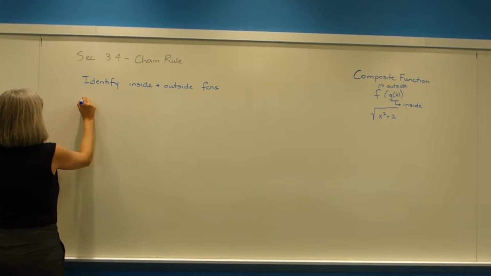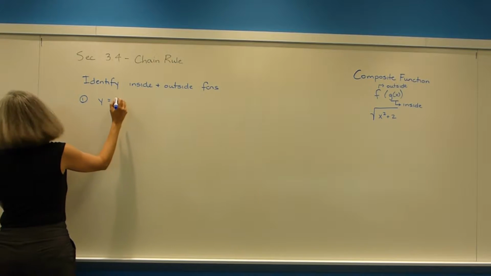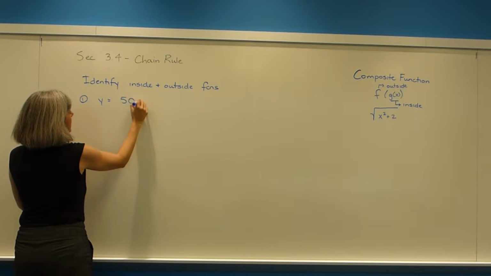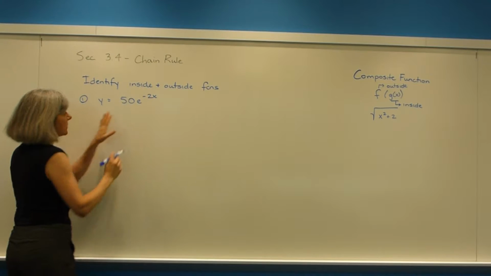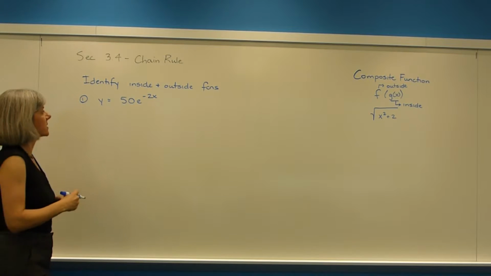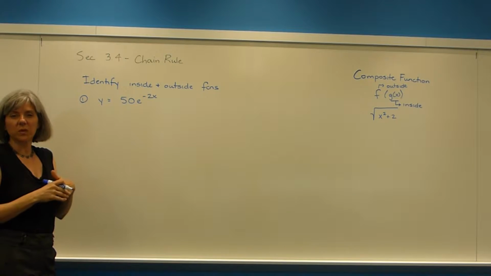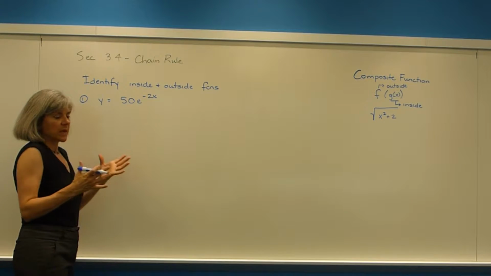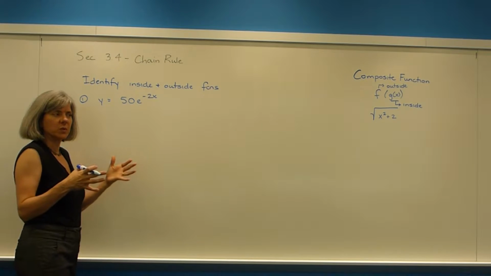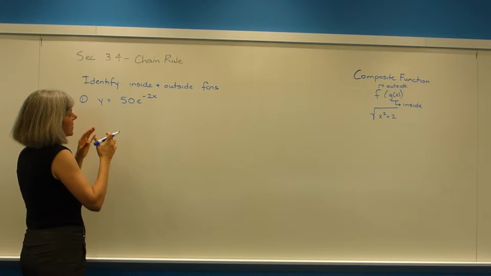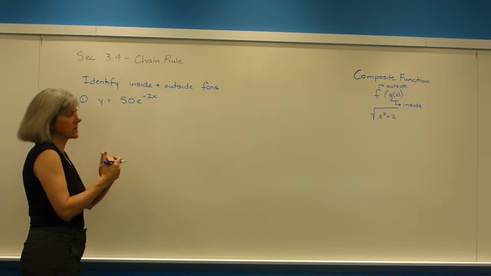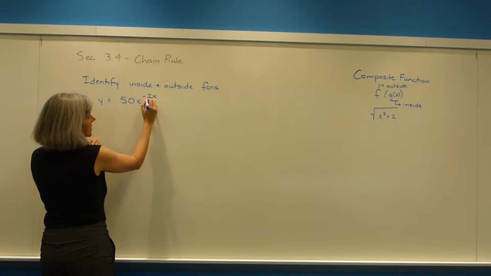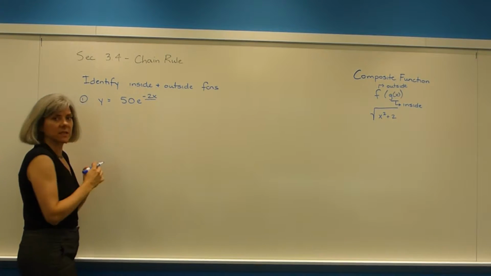So here's one example. y equals 50 times e to the negative 2x. There are actually a number of different ways you could split this one up. Typically what we tend to do is make our outside function simple, and then the inside function is what it is. So typically with exponentials, we let this part be the inside function.